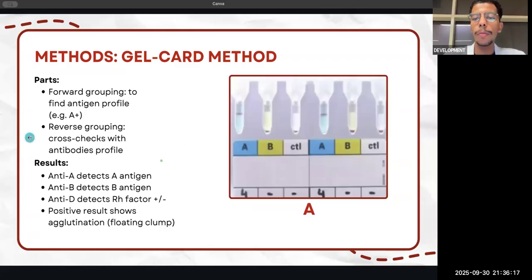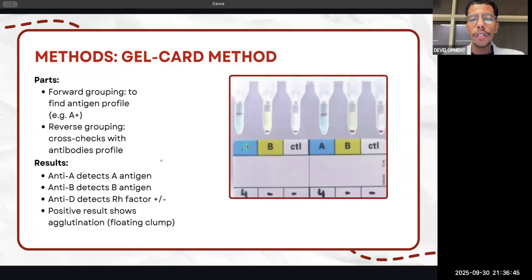Okay, now what does that mean? Let's see an example here. Before you solve the question, they're going to give you a gel card and they'll ask you what blood type it is. Before you solve the question, you have to read the label. Okay, it says here A and B. So this is anti-A and this is anti-B. Again, here it's A and B. So here, we don't have the reverse grouping part. It's just the forward grouping repeated twice, just to make sure that the results are accurate.